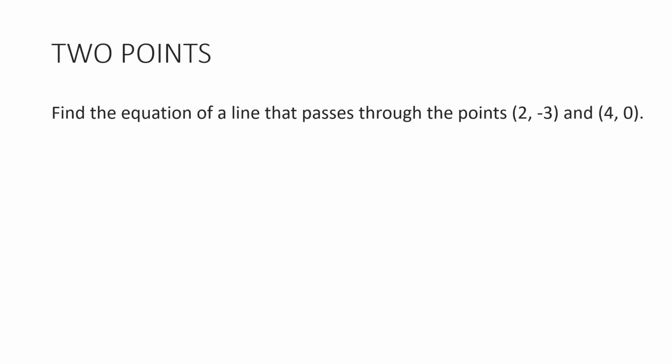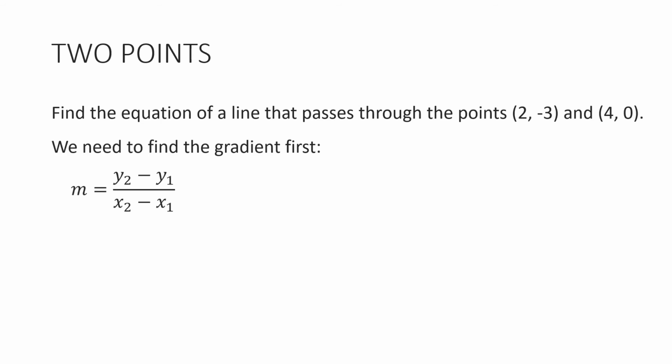Now, if we've got 2 points, then we're going to need to find the gradient first in order to use the formula. Here's an example. Find the equation of a line that passes through the points (2, -3) and (4, 0). So let's start off by finding the gradient. Remember, our gradient formula is the difference in the y's divided by the difference in the x's. So it's going to be 0 take away -3 divided by 4 take away 2. And when we tidy that up, we're going to get 3 on the numerator and 2 on the denominator. And so the gradient of this line is 3 over 2.